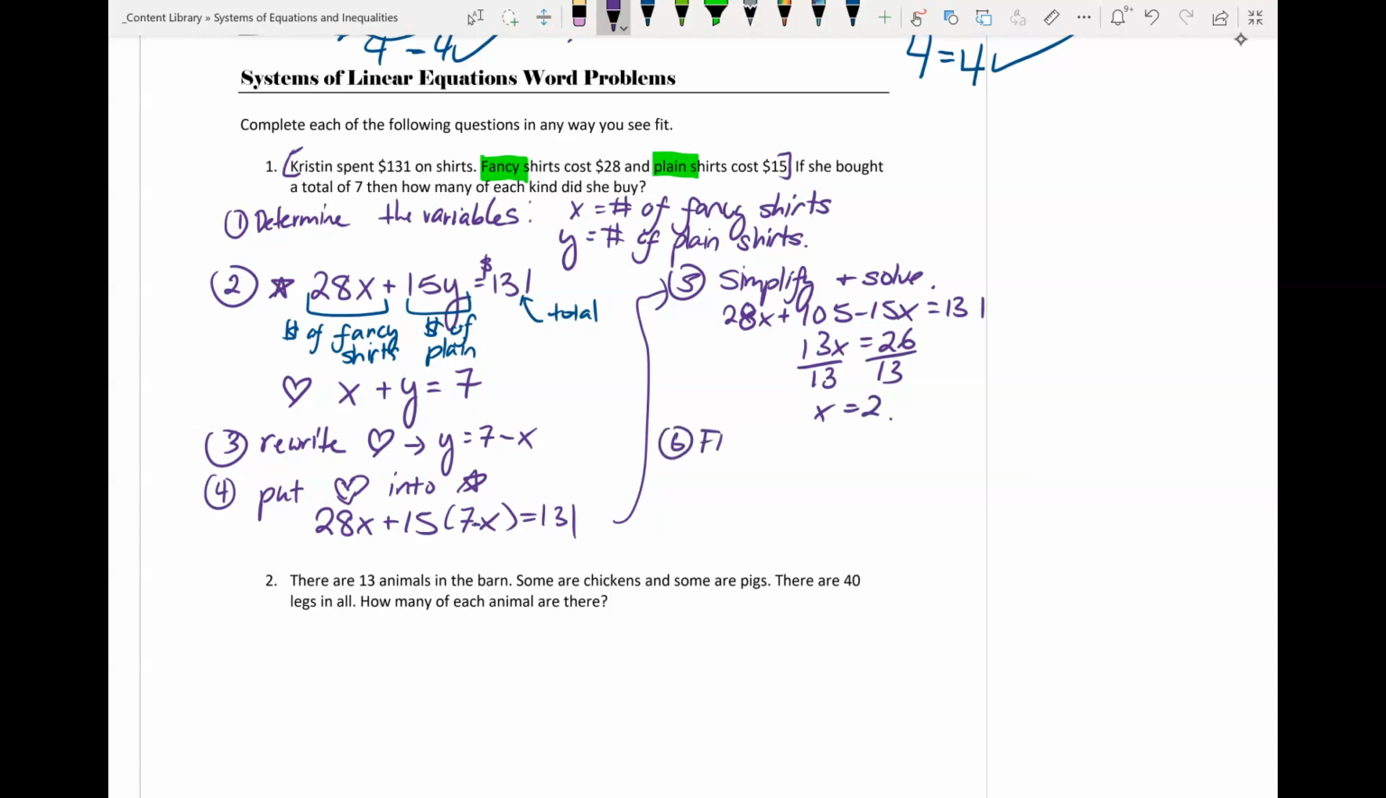Now we want to find y. So the equation for y was from heart. Y is 7 minus x, but we know x is 2, so y is 5. Our final answer then, x is 2, which means there are 2 fancy shirts and 5 plain shirts. And that's it there.